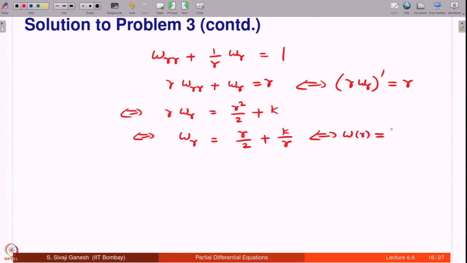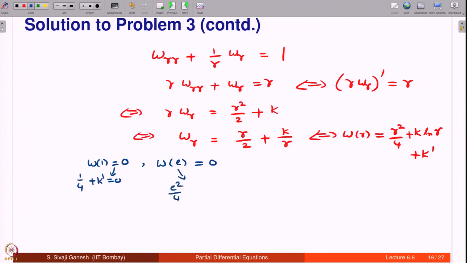On integrating the right hand side, what we get is r²/4 plus k log r plus another constant k'. We have to determine what k and k' are using the boundary conditions. What are the boundary conditions we have? w of 1 equal to 0 and w of e equal to 0. So, w of 1 equal to 0 will give us 1/4 plus k' equal to 0, and w of e equal to 0 will give us e²/4 plus k plus k' equal to 0. Solving this system of equations, we get k' equal to minus 1/4, k equal to (1 minus e²)/4.